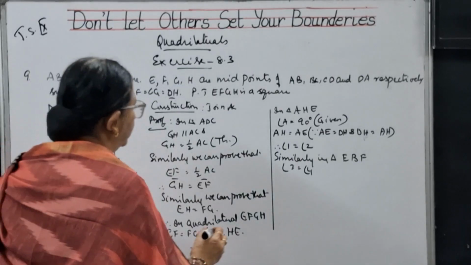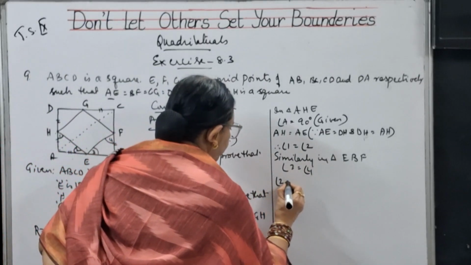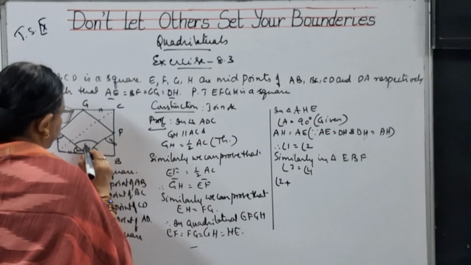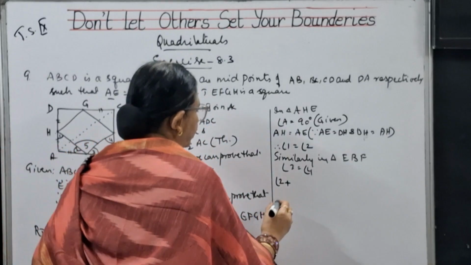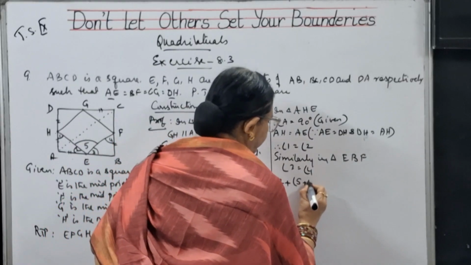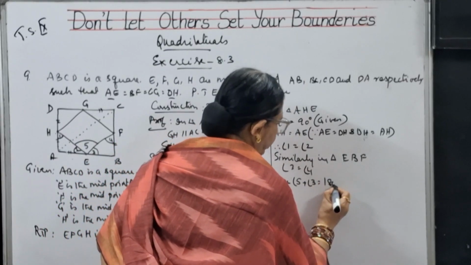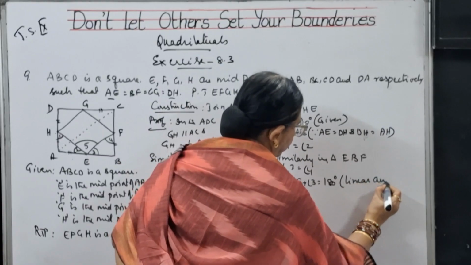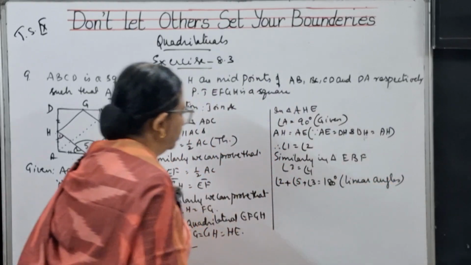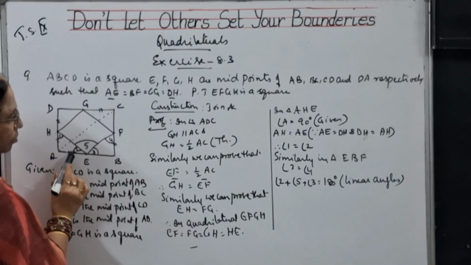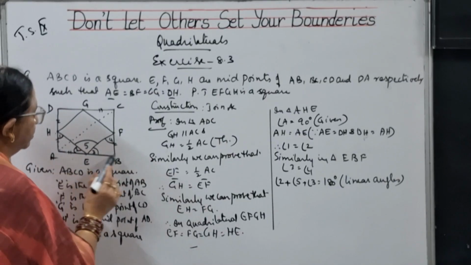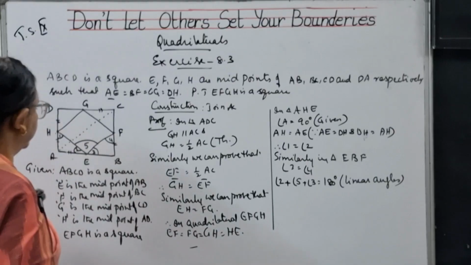Now, we know that angle 2 plus, let me call this angle 5. Angle 2 plus angle 5 plus angle 3 is equal to 180 degrees. They are linear angles. See, angle 2 plus angle 5 plus angle 3 is 180 degrees because they are linear angles.